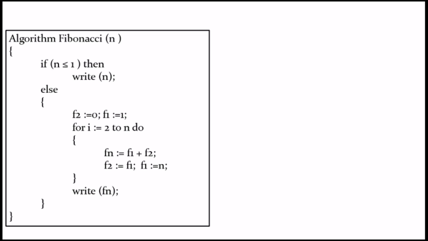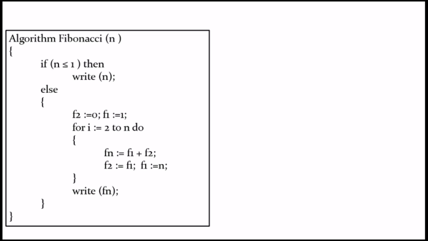So this particular loop will be executed n times: n minus 1 times for the true condition and 1 time for the false condition, because we are starting from value 2, not value 1. If we had written i equal to 1, then this loop would be executed n plus 1 times. So because we are starting from i equal to 2, it will be executed n times.